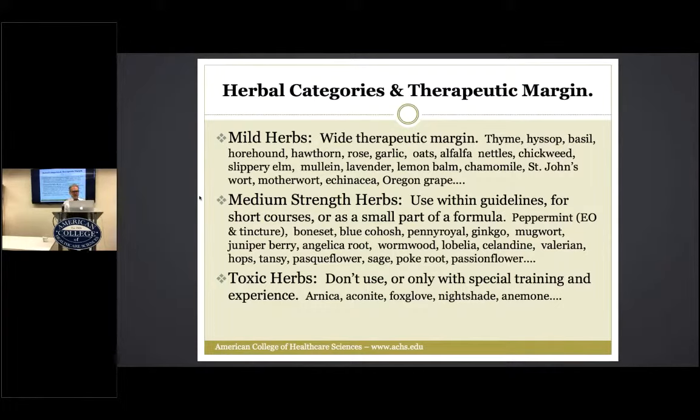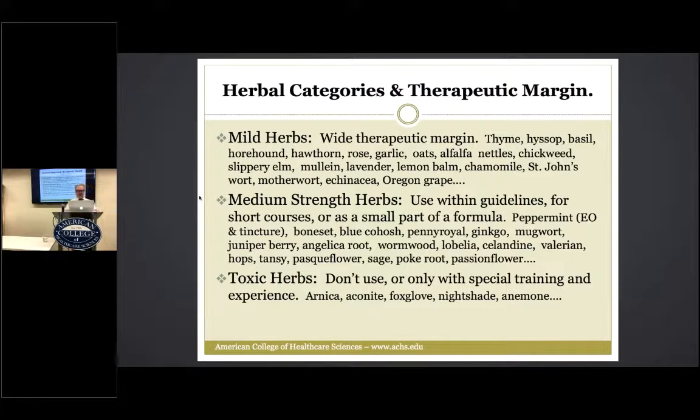Now, toxic herbs, don't use them or only with special training and experience. I know that there are herbalists here in the area who go out, because you shouldn't be able to buy a tincture of a toxic plant. So they have to wildcraft them very carefully. They have to be processed very carefully, and they are used in what's called drop dose. 1 to 3 drops only. 3 drops of these tinctures are the maximum dose. Now, some herbalists like to use them. Personally, I think they're showing off.